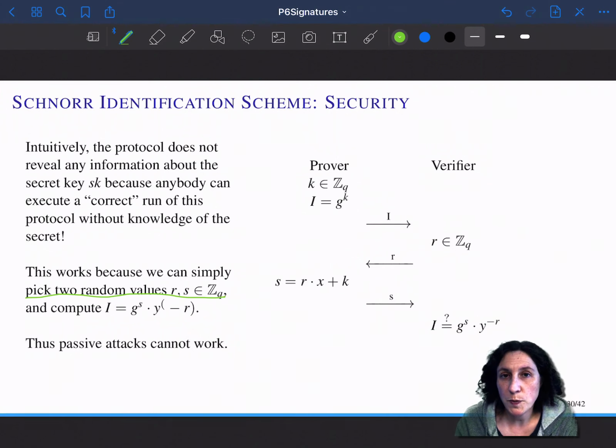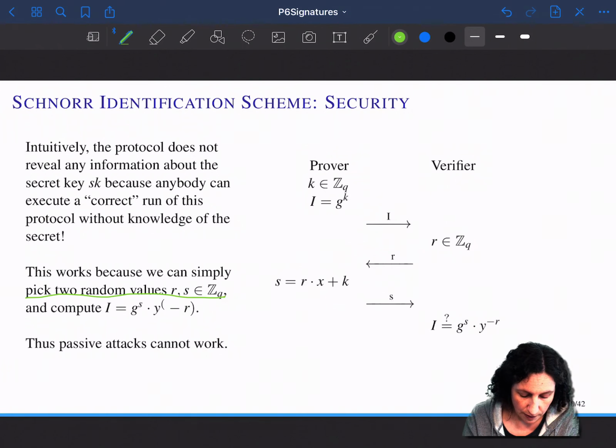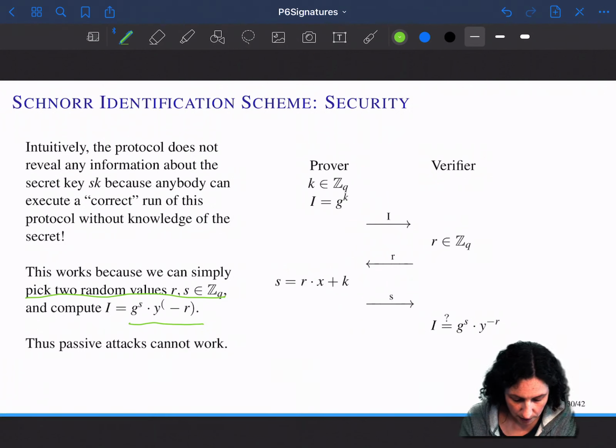And then it's always possible to produce a valid I by taking G and raising it to the power S. I'm sorry for the typo here. And then by taking Y and raising it to the power minus R. If I'm doing that, I can produce a valid I, obviously, because this is my verification condition, which means that in a way everybody can produce such a correct protocol.